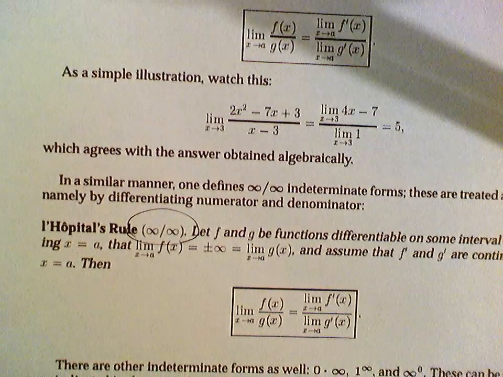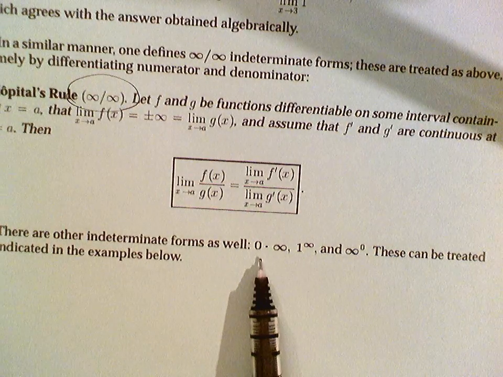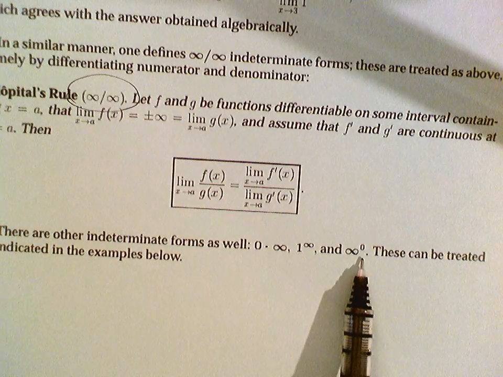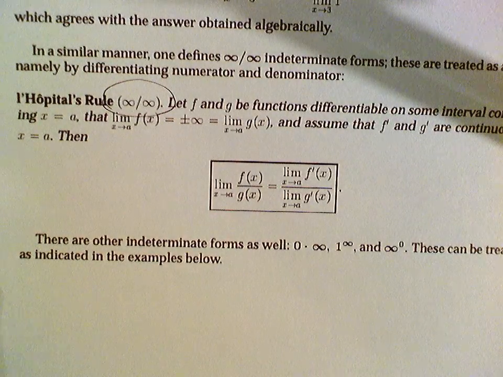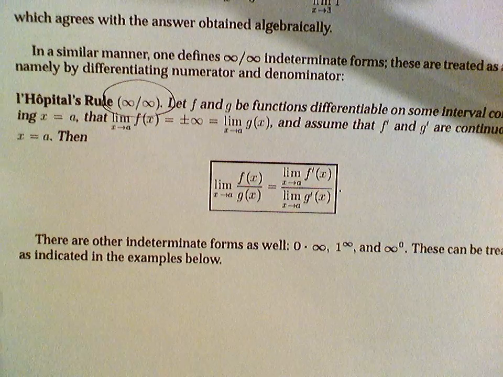Now down here, guys, the second thing that talks about L'Hopital's rule: infinity over infinity is another indeterminate form. Okay, and then when you get into college, you might see these other types of indeterminate forms: 0 times infinity, 1 to the infinity, infinity to the 0. These can also be treated with L'Hopital's rule, but we're not going to do that for AP Calc.